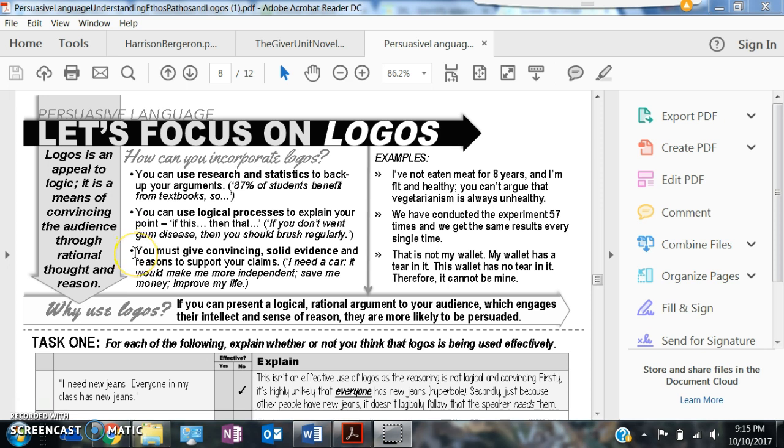Third point here. You must give convincing, solid evidence and reasons to support your claims. I need a car. It would make me more independent, save me money, and improve my life. Okay? This is a great opening line for a persuasive letter to a parent about needing a car. We give 3 solid reasons that make sense to the audience about why they would need something. Okay, so let's look over here at the examples.